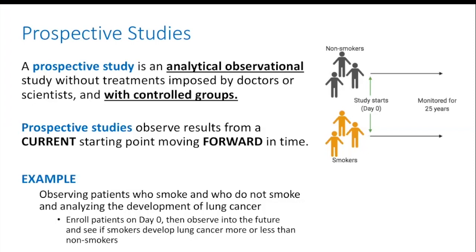In this example, researchers would enroll patients on day 0 and observe them into the future to see if the smokers develop lung cancer more or less than non-smokers. This is an observational study because researchers are simply observing what happens to patients based on their activities, and they are not administering any treatment.